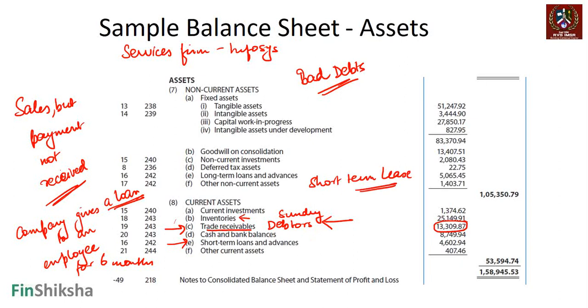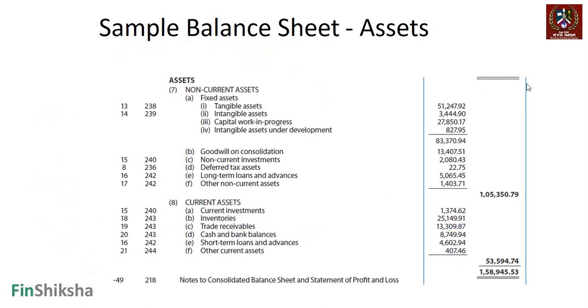And then finally you move to other current assets. What could these other current assets be? Always note, from the company's perspective, anything that you have paid in advance, right? Paid in advance will come here as other current assets, right? So what could you have paid in advance? You could have paid some expenses in advance, so prepaid expenses.